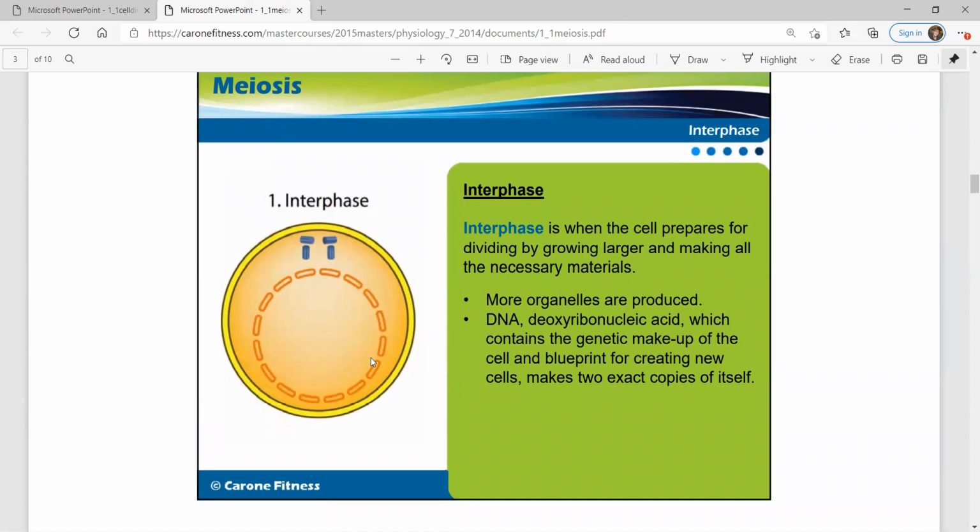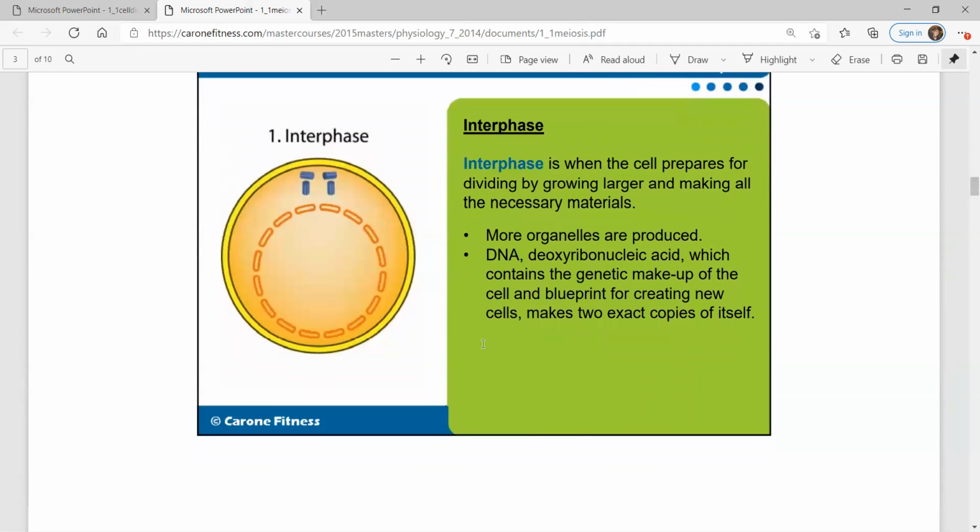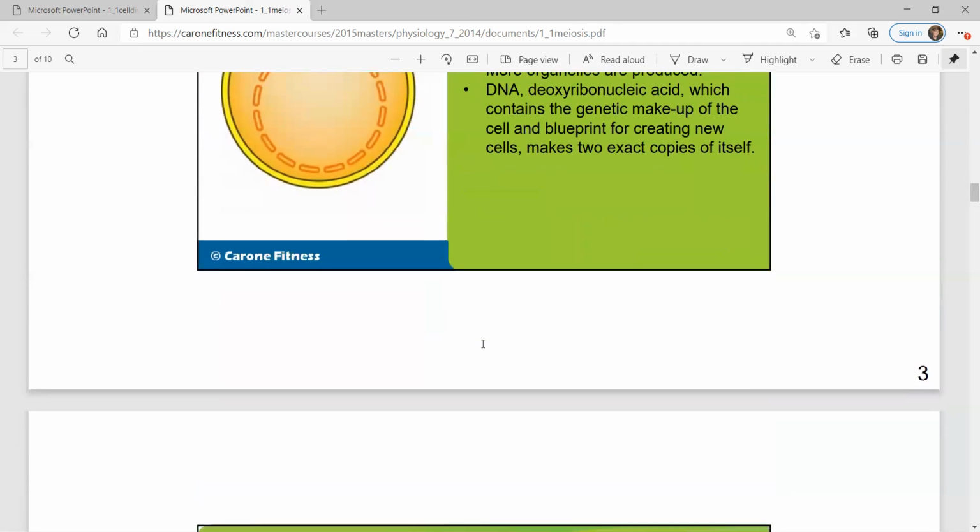Interphase. That's when the cell prepares for dividing by growing larger and making all the necessary materials. Like we described before, more organelles are produced. DNA contains the genetic makeup and blueprint for creating new cells, and it makes two exact copies of itself. So DNA makes two exact copies of itself.